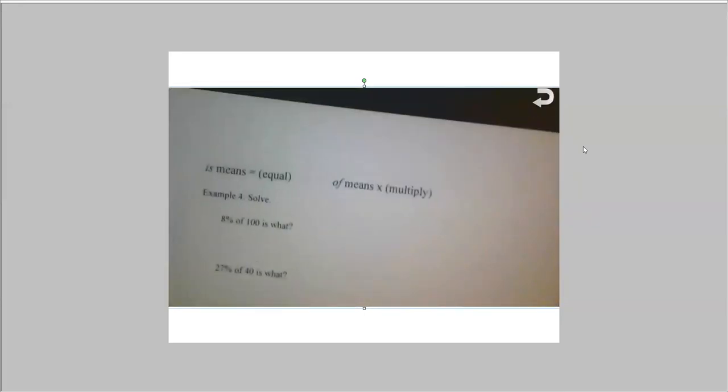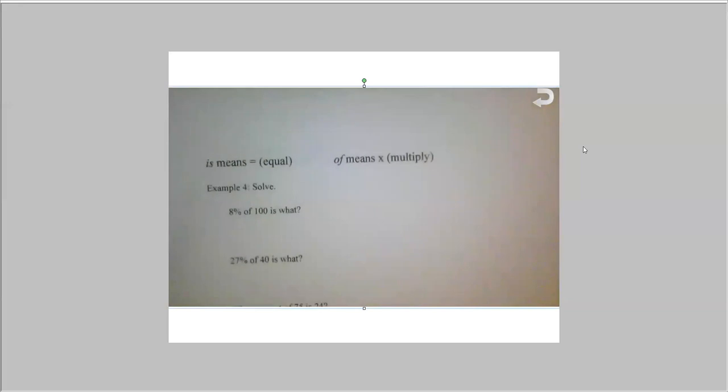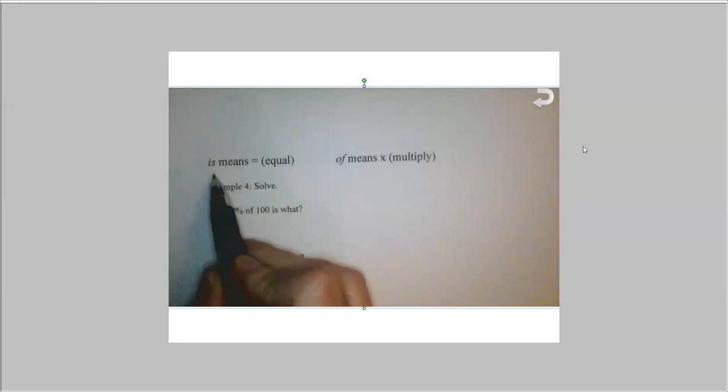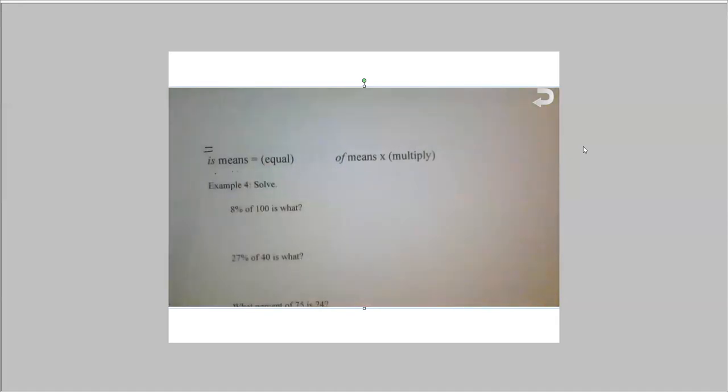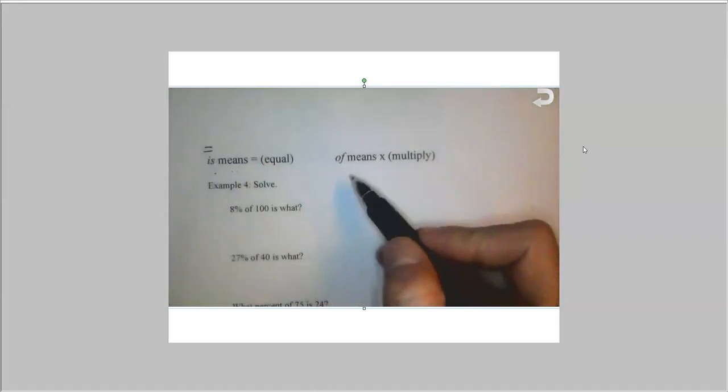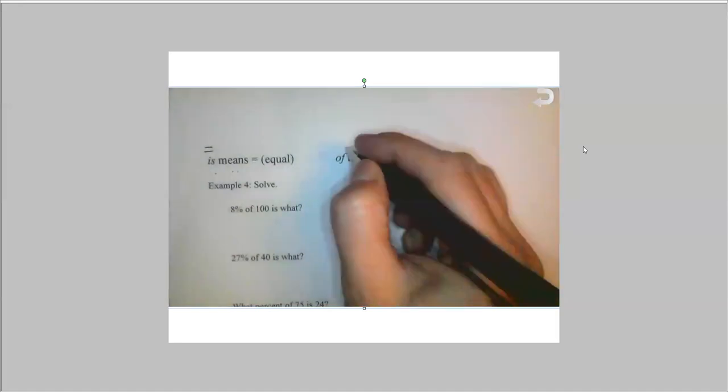A couple of things I want to remind you of in math. We'll see some problems that use the words "is" and "of" quite a bit. When we're finding a percent of a number, or if you know a part and we're dealing with percents, you need to remember that "is" oftentimes means equal in math. So whenever we see "is," we can replace that with an equal sign. "Of" typically means to multiply. So when you see "of," you can replace it with a multiplication symbol.